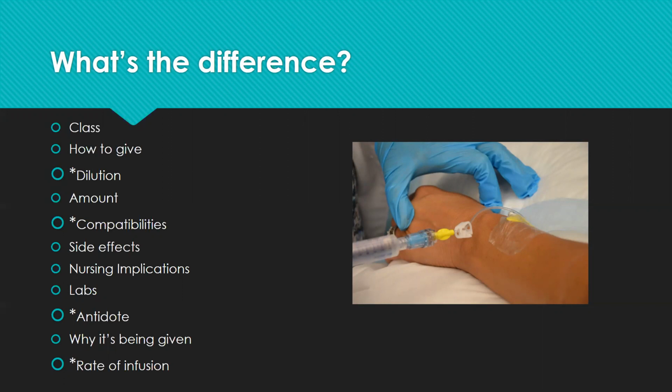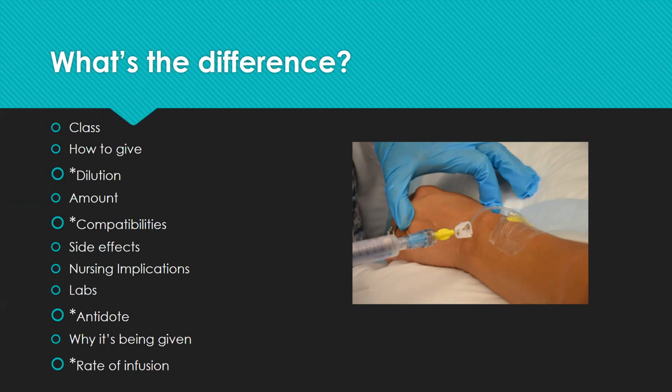We always want to know the rate of infusion. So usually for IV push, this is usually minutes. Typically 1 to 2 minutes is the average for IV push medications. And then we want to know the antidote because we're giving IV medication. It works so rapidly. We definitely need to know what's the antidote and be prepared if we need to be doing something about it.